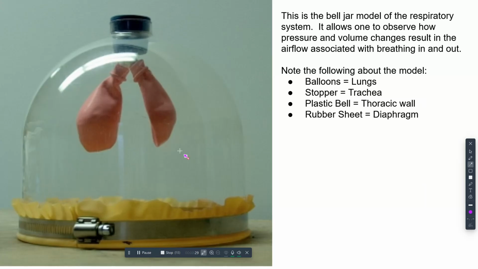So notice we got these balloons here. Each of these balloons would represent a lung, and the stopper up here would be the trachea. The plastic bell surrounding the lungs, which we see right there, would be the thoracic wall. And there's a rubber sheet at the bottom, which is kind of hidden, but you see it wrapped around, would be the diaphragm. And this bell jar model lets us see how pressure and volume changes can occur and see how air can move in and out. So let's talk about it a little bit.